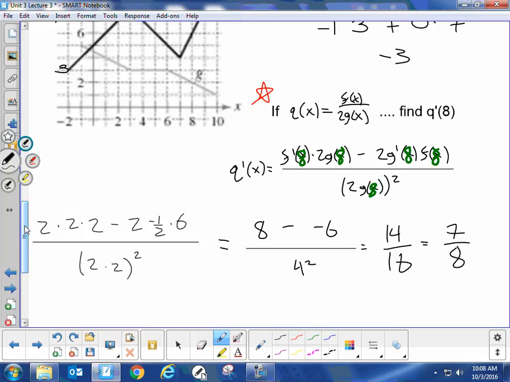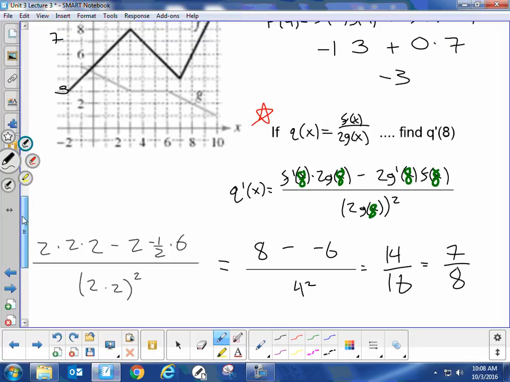Any questions on this? Getting the 7/8. G of 8 is 2. G prime of 8 is -1/2. F of 8 is 6. F prime of 8 is 2. 2 times 2 times 2, 2 times -1/2 times 6, over 2 times 2 squared.